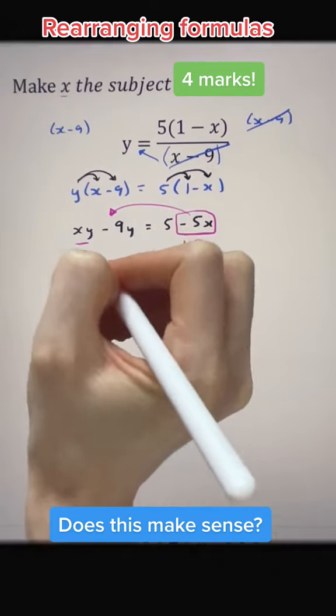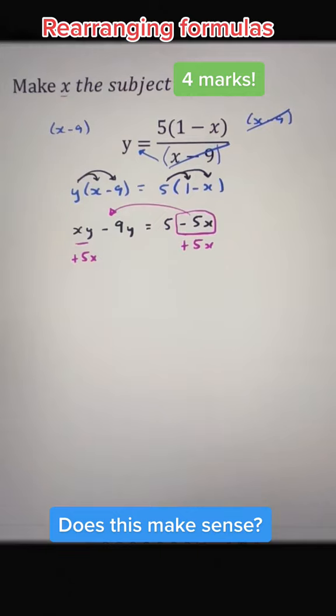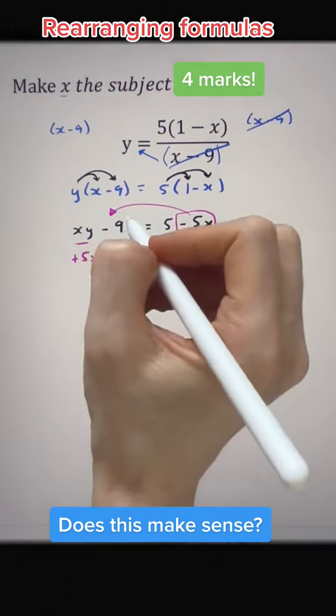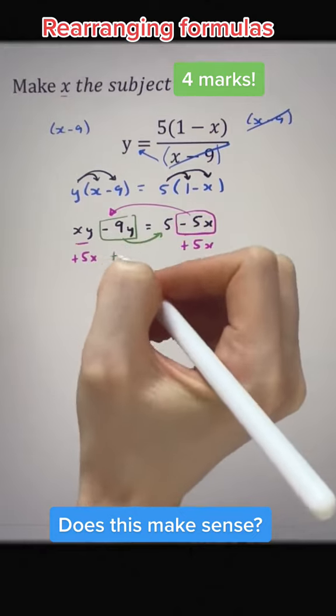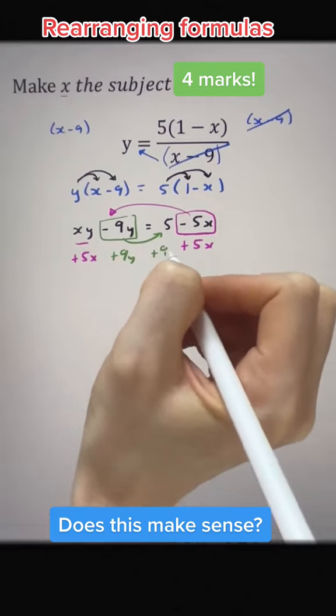At the same time, I can move any of the terms that do not have the letter x in them to the other side. Therefore, I can move the negative 9y to the right by doing the inverse, which is to add 9y to both sides.